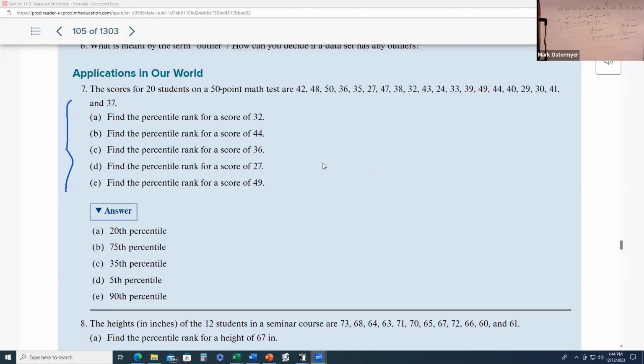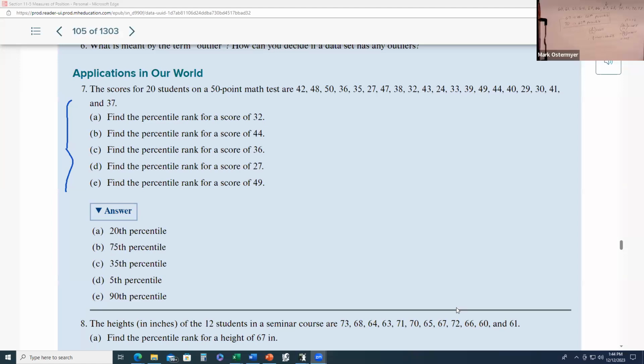All right, ladies and gentlemen, I'm going to take a look at these here. There were 20 50-point math test scores here, and they want us to compute the percentile rank for each of these scores. Did anybody get the percentile rank for a score of 32? Just curious. Twenty percentile? Okay, that sounds good.